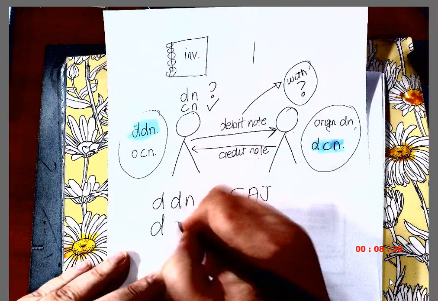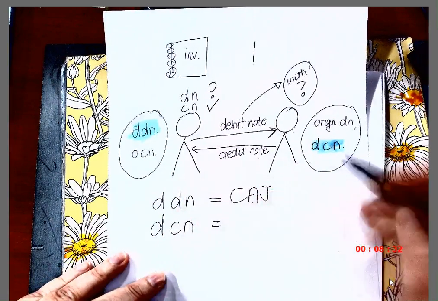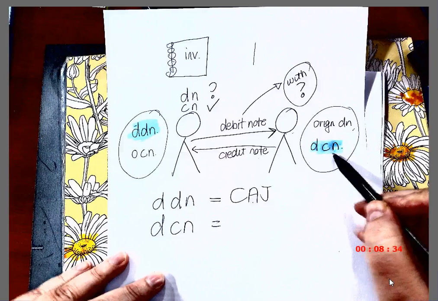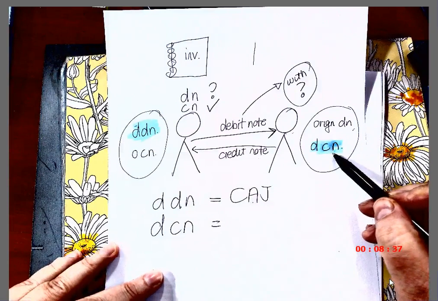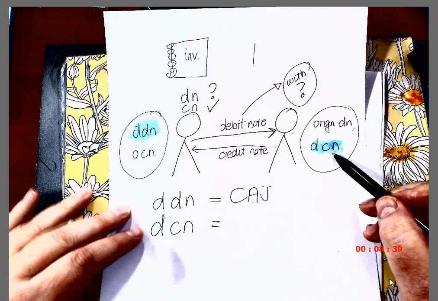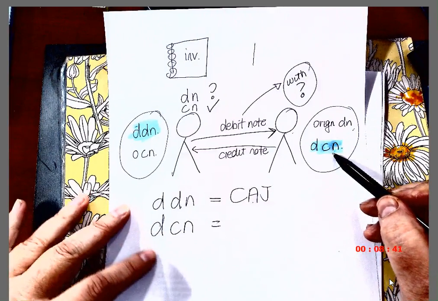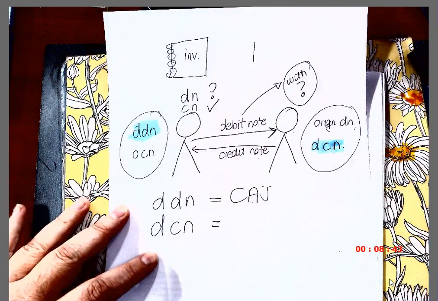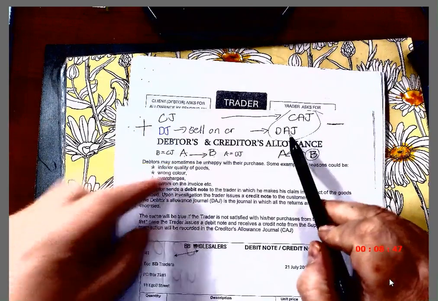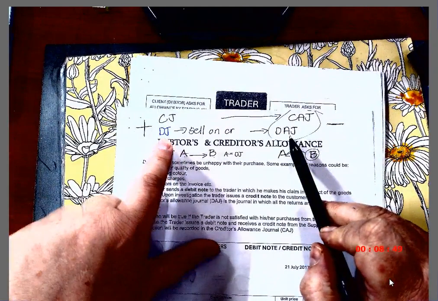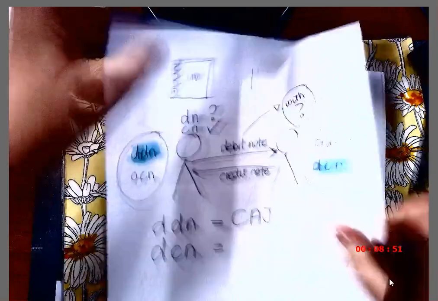Duplicate credit note would be if I'm the one receiving the stuff back. Right? So I am now the one who said, yes, you can have an allowance. And to whom do we say, yes, you can have an allowance? To the people who bought from us on credit. So that would be a DAJ.